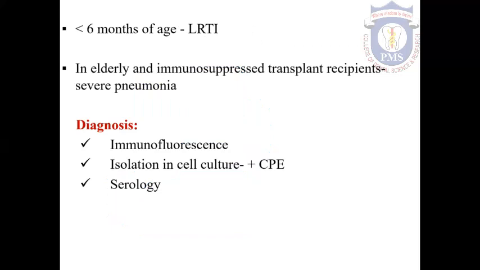RSV causes a wide spectrum of respiratory illness. In infants, RSV is the most common cause of lower respiratory tract infection below 1 year of age, causing bronchiolitis, pneumonia, and tracheobronchitis in 25 to 40% of infected infants. It begins with running nose and fever, accompanied by cough, wheezing, and dyspnea.